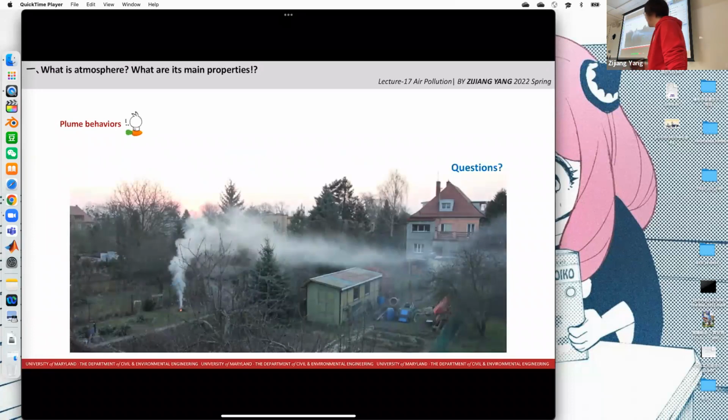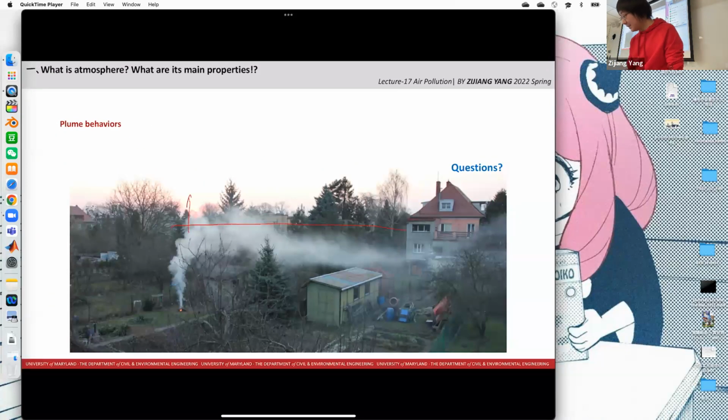And for this fuming plume, when we have something like this, this usually happens at sunset. So when we have a layer, something like here, if we have some smoke, it will not go straight up, it will just disperse at a relatively low height to some other places. So this is very bad for our health.